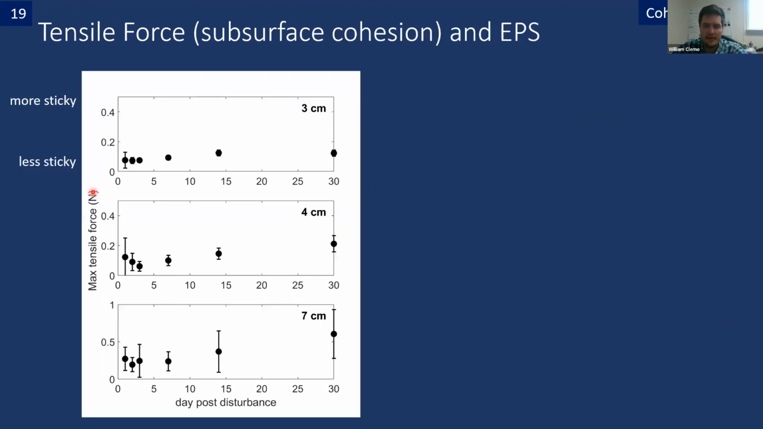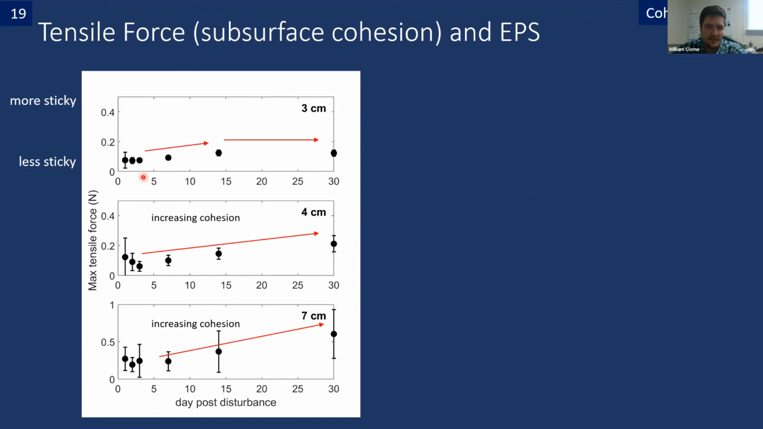So here we have our subsurface cohesion metric, which is max tensile force over time at 3, 4, and 7 centimeters. And these are subsurface depths within and below the disturbed layer. So overall, the max force appears to increase with time, starting around day 3, suggesting increasing cohesion that took a few days to get started.